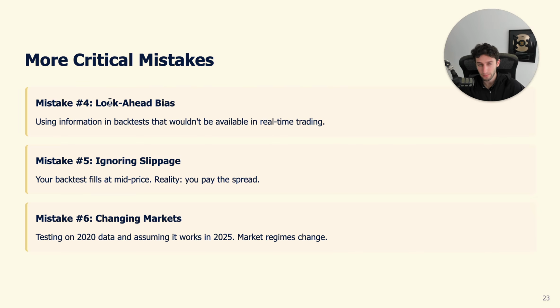This means you're using information in backtest that wouldn't be available in real-time trading. Okay, there's a few different examples of this. This itself could be a whole other video, so I'm not going to touch too much on that. Slippage, same thing. A lot of backtesters kind of fill at the mid price.